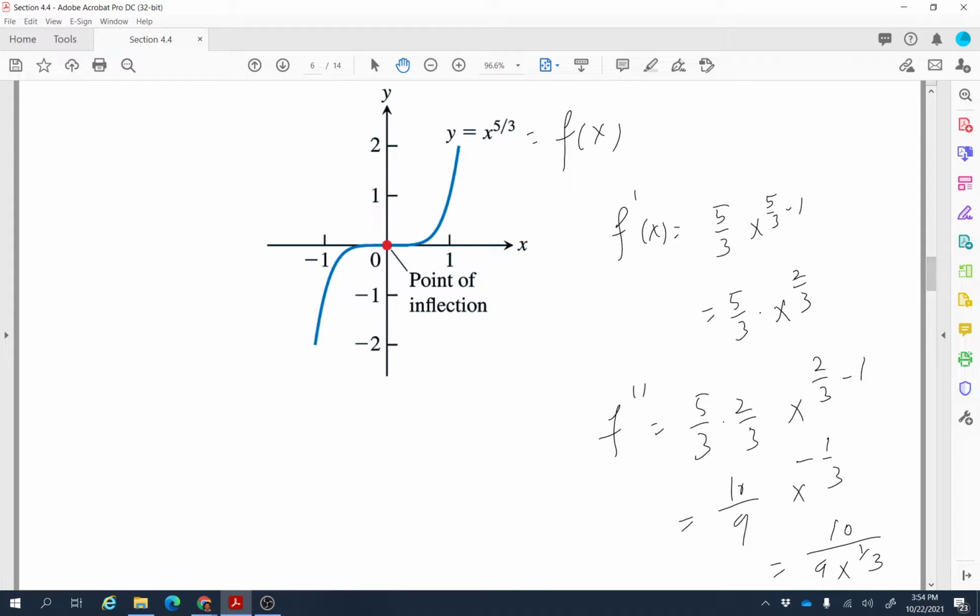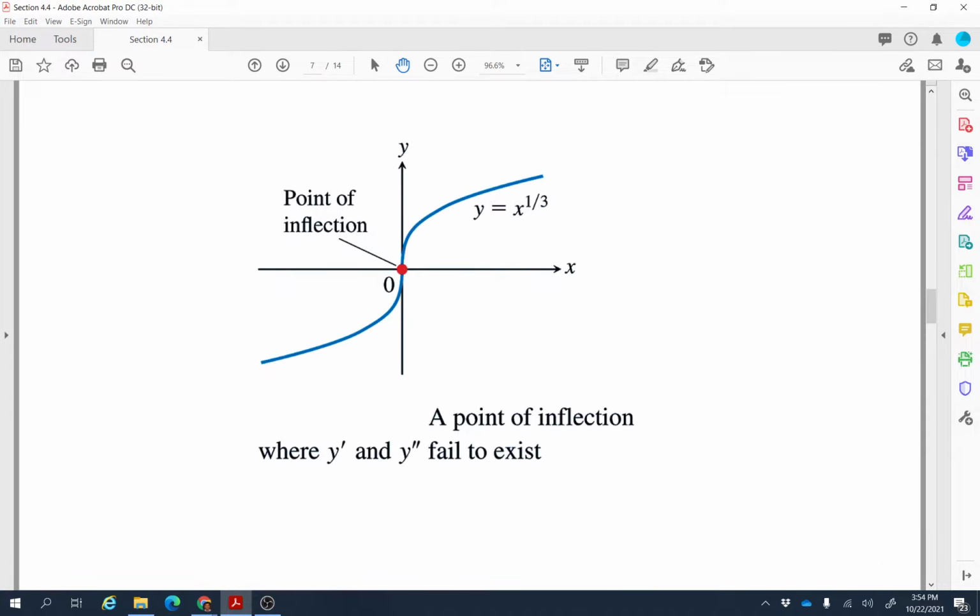So look here, the second derivative at 0 doesn't exist because at 0 the second derivative is undefined. That's why this is the point of inflection. So the point of inflection means where either the second derivative is equal to 0 or the second derivative does not exist. As you can see, this second derivative does not exist at 0. That's why it's a point of inflection.